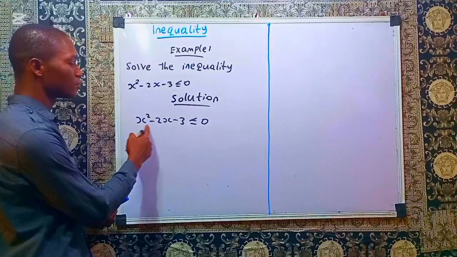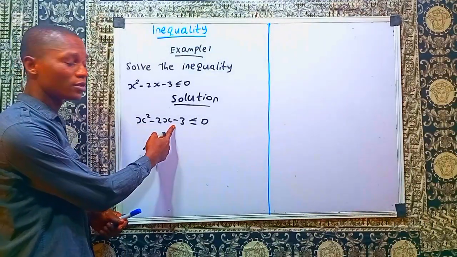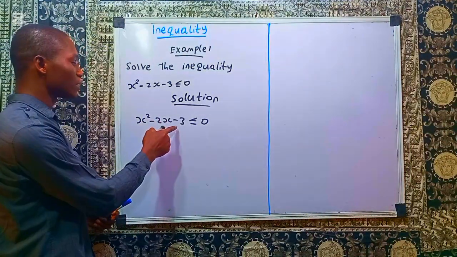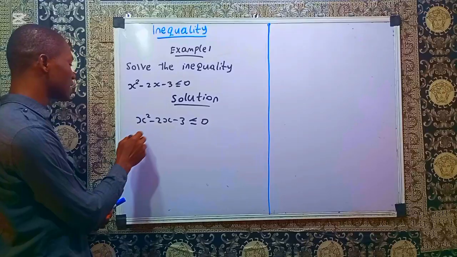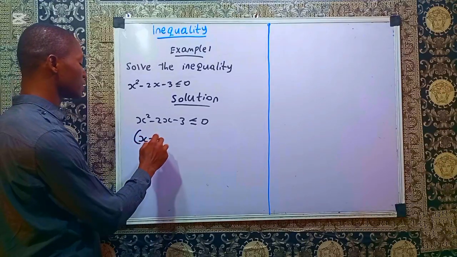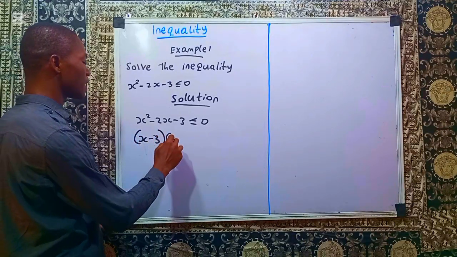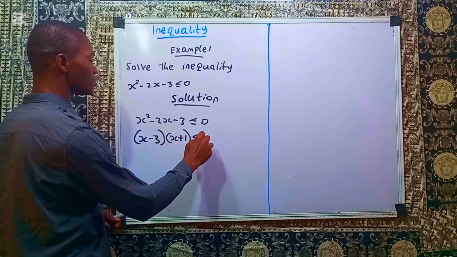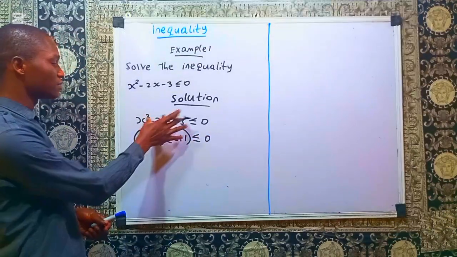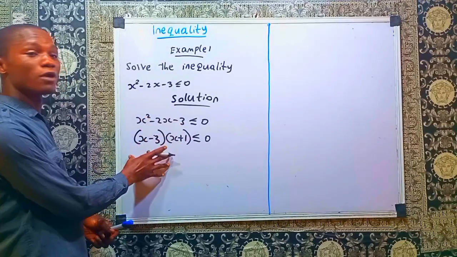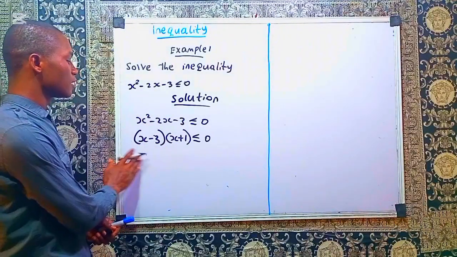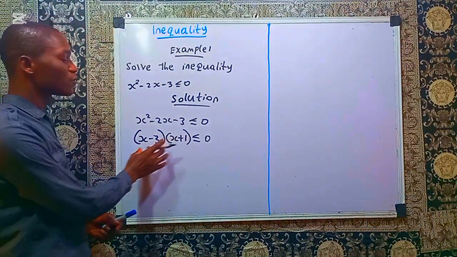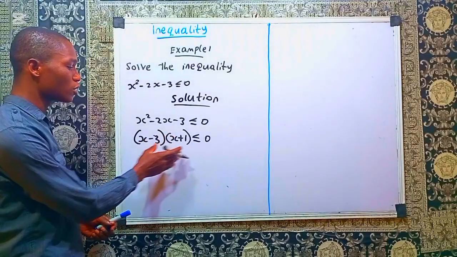So this is factorizable. And if you factorize it, this can be written as x minus 3, multiplying x plus 1, less than or equal to 0. If you factorize this quadratic expression, you are going to get this, right? Then we want to find the solution of this inequality.